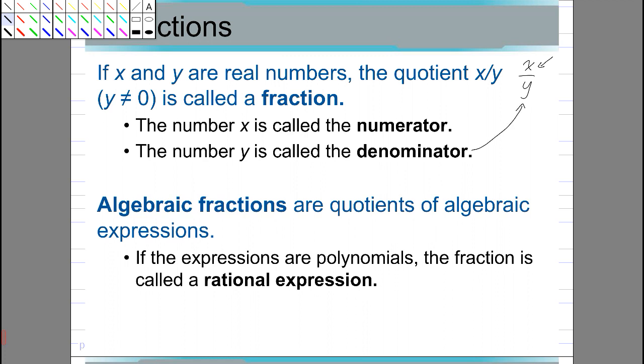Now, what happens is that we are going to put some variables inside our fractions. Okay, so algebraic fractions are quotients of algebraic expressions. So if they're polynomials, that's where we get this idea of a rational expression. And a rational expression is a ratio of two polynomials. That's what we're looking at.